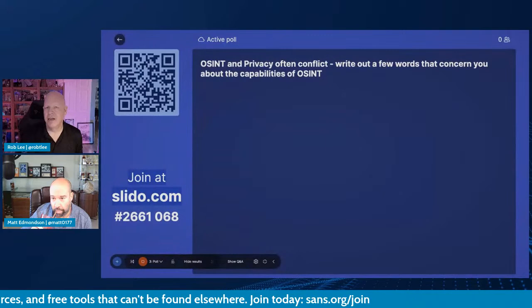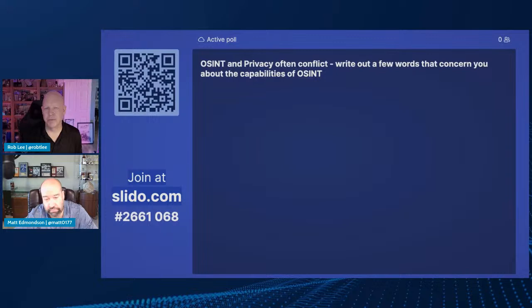So we're going to throw up our last poll because you touched on something there. Mentioning Germany and international, obviously with OSINT, there's a lot of debate considering privacy and public information online and being able to remove yourself from well-known sources online. So I'm curious from the community's perspective here, OSINT and privacy often conflict. Write out a few words that concern you about the capabilities of OSINT.